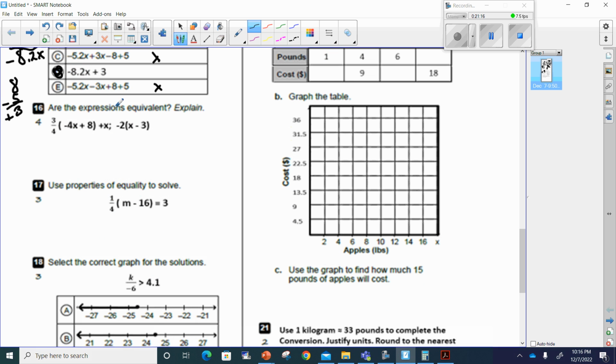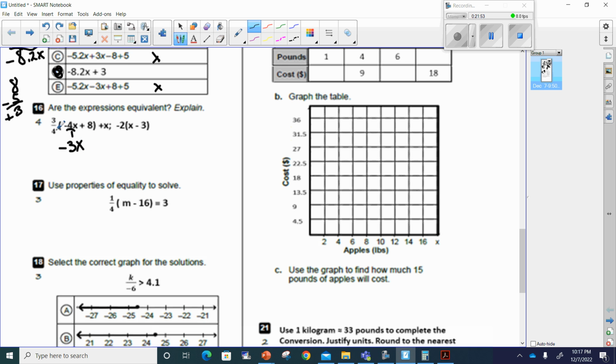Number 16, are the expressions equivalent? Explain. Are these expressions equivalent? Well, let's find out. If I solve this part over here, will it match up to this one? Well, 3/4 of negative 4x. Remember, I can say this is over 1, which means I got a 4 and a 4, one on top, one on the bottom, right? I can cross this out, turn this to a 1, a negative 1. Now I got 3 times negative 1, and that's going to be negative 3x.